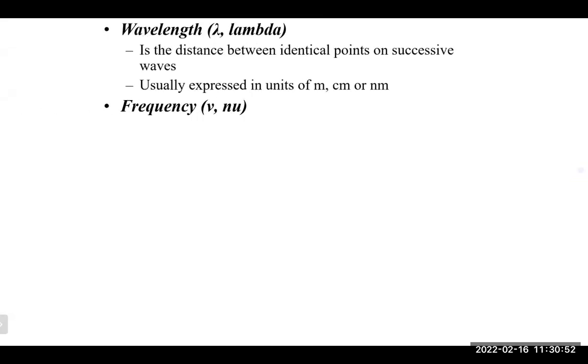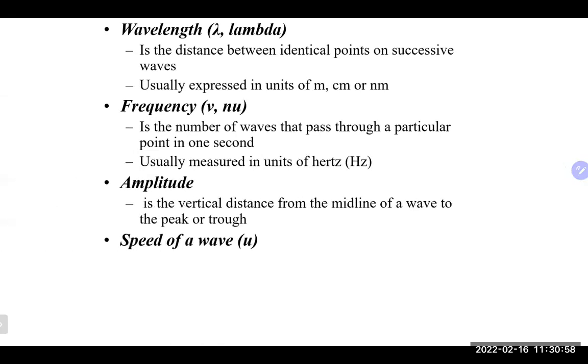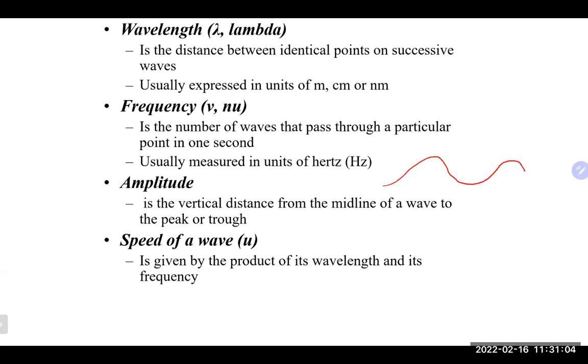The first important part is the wavelength, or lambda as it is sometimes referred to. If we look at the wavelength, it is basically the distance between two peaks, or a trough on the bottom. It is usually in units of meters, centimeters, or nanometers, which are very common units that we see for the wavelength.